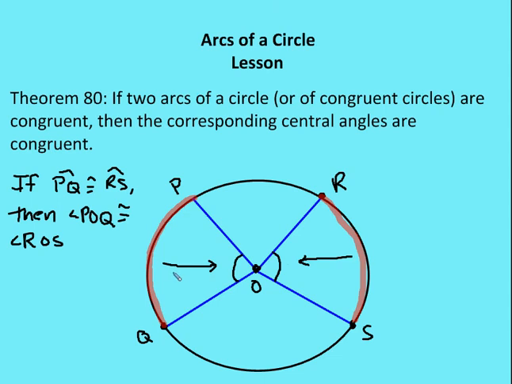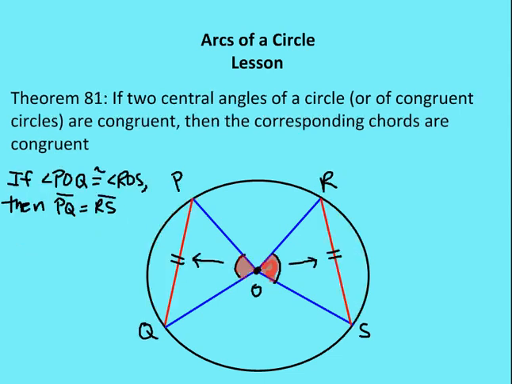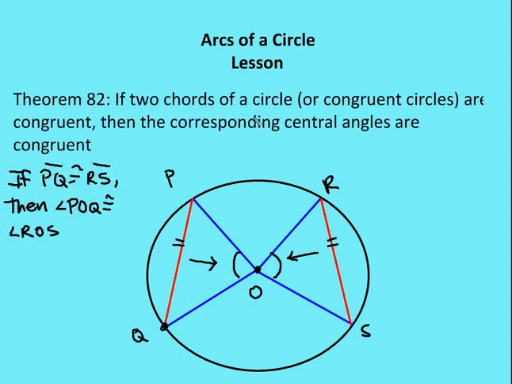Okay, so now I have angles to arcs, arcs to angles. Now I have angles to chords and chords to angles. So if two central angles of a circle or of congruent circles are congruent, then the corresponding chords are congruent. So if POQ is congruent to ROS, then chord PQ is congruent to chord RS. And then the converse of that would be if two chords of a circle are congruent, so PQ is congruent to RS, then the corresponding central angles are congruent. And again, it can be two chords of a circle or congruent circles are congruent, and the corresponding central angles are congruent. So if PQ is congruent to RS, then POQ is congruent to ROS.